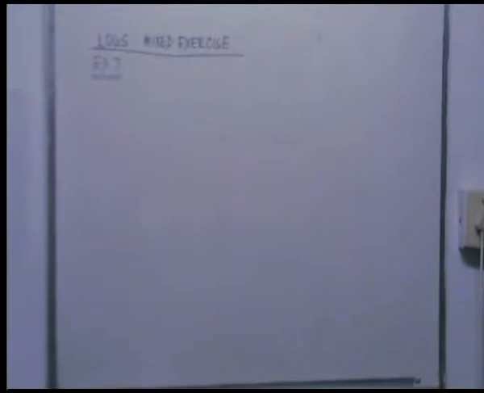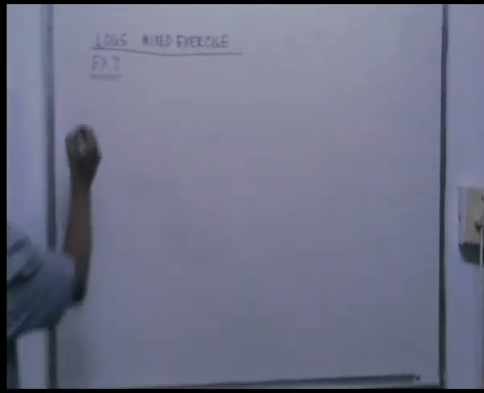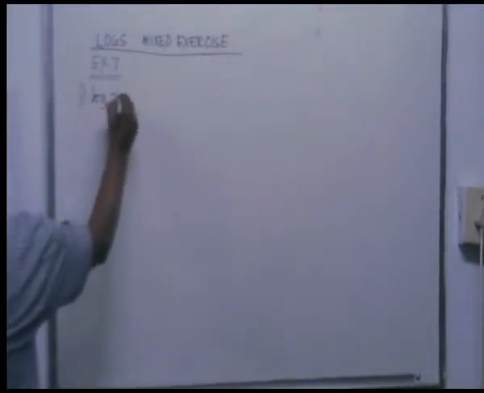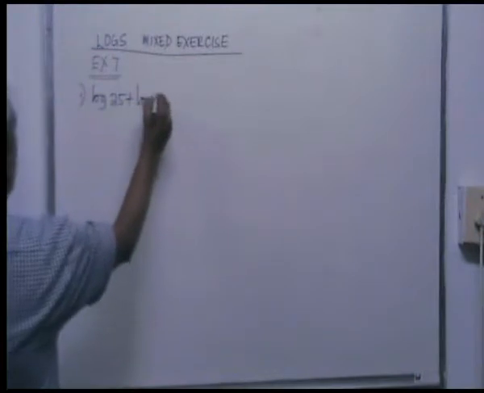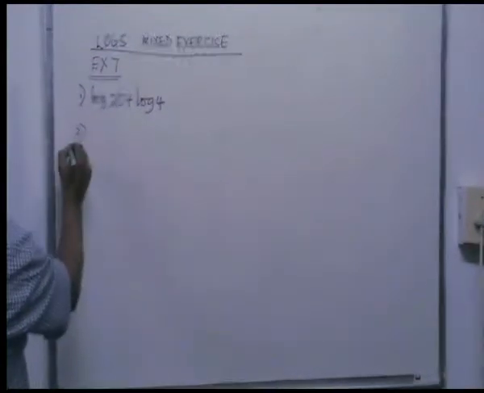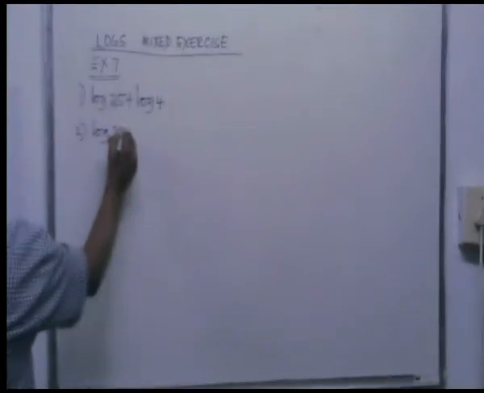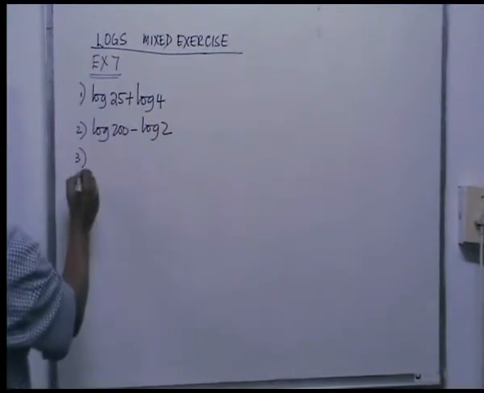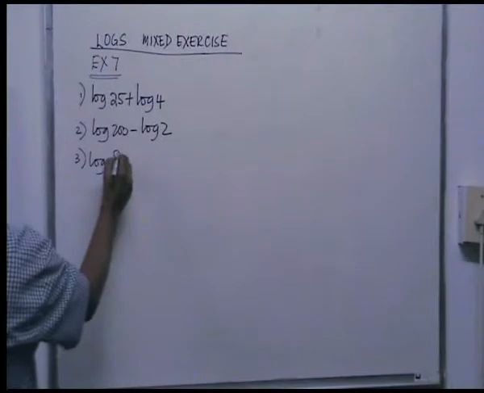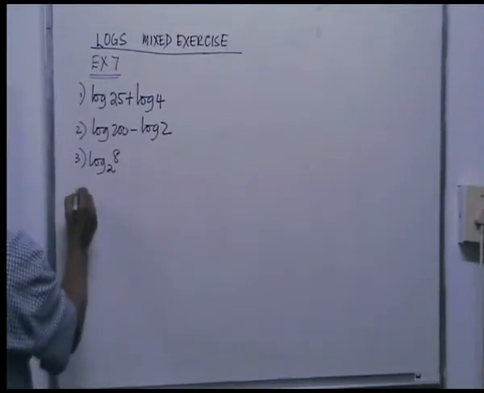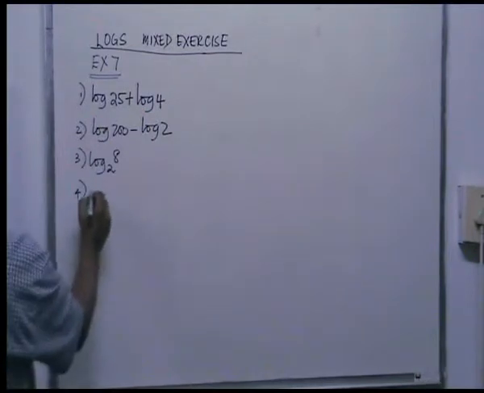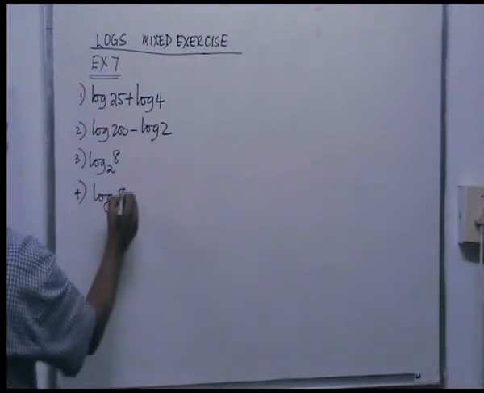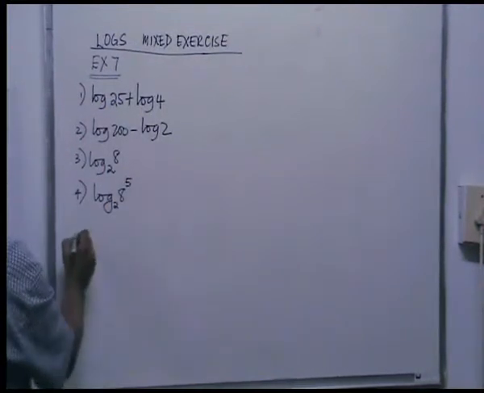All right, so what we're going to do now is give you a mixed exercise where you will have to use all the different laws. For example, question 1 will be log 25 plus log 4. Number 2, log 200 minus log 2. Number 3, log of 8 to the base 2. Number 4, log of 8 to the base 2 to the index 5.